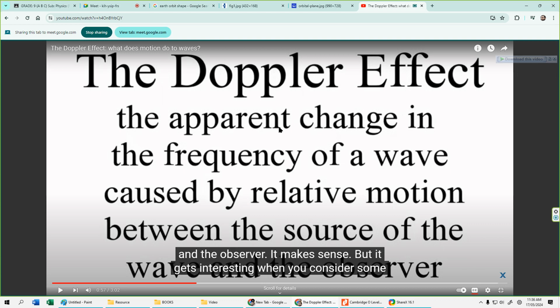You need to understand when the car is moving forward, the car is making a sound at exactly 1000 hertz.